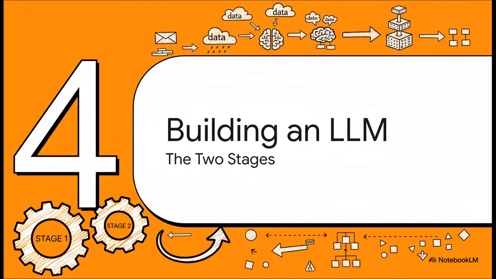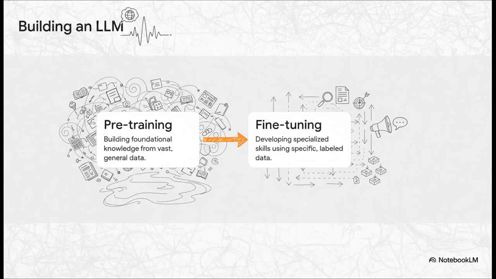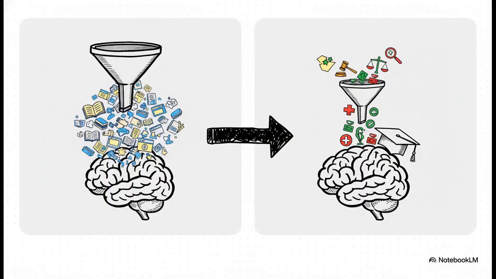Okay, so we know what they are, we know they're huge, and we know the tech that powers them. But how do you actually build one? Well, it's a really cool two-stage process. It all boils down to these two key phases. You've got pre-training, and then you've got fine-tuning. Let's take a look at what each of those means. Think of it like this. Pre-training is like getting a general education. The model reads a massive chunk of the internet, books, articles, websites, to learn about, well, everything.